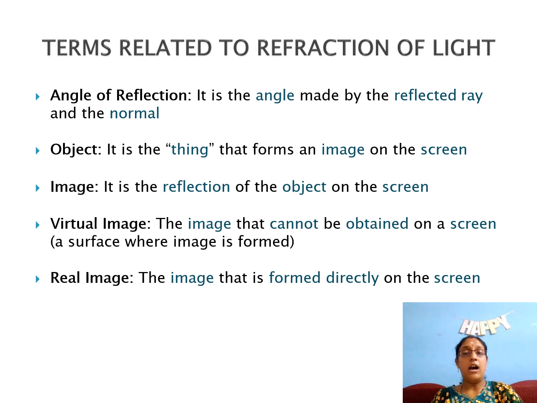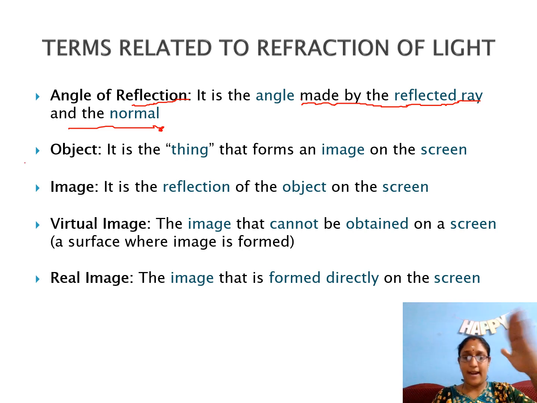So the angle of reflection I told you earlier, right? What will be your angle of reflection? It is the angle made by the reflected ray and the normal line. That is your angle of reflection. So these are the things. I told you, the other parameters will come into the picture automatically.